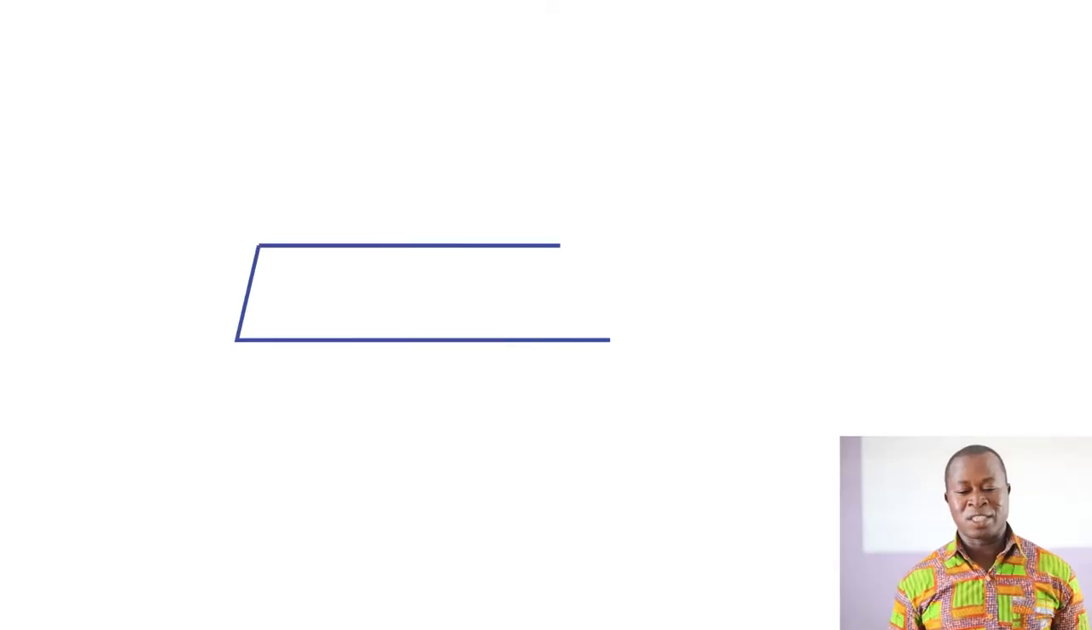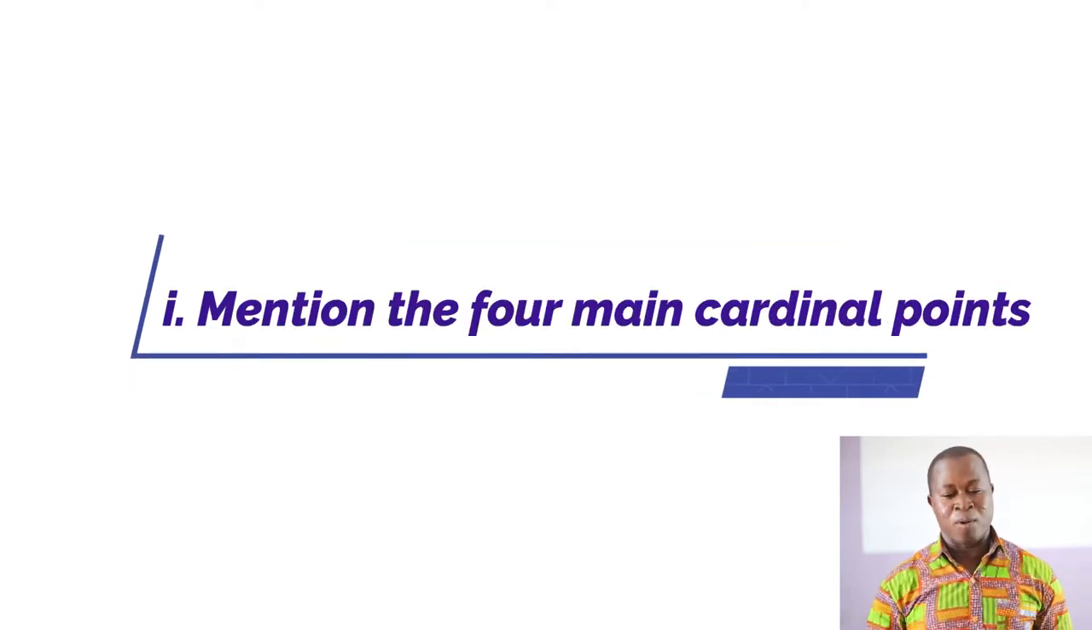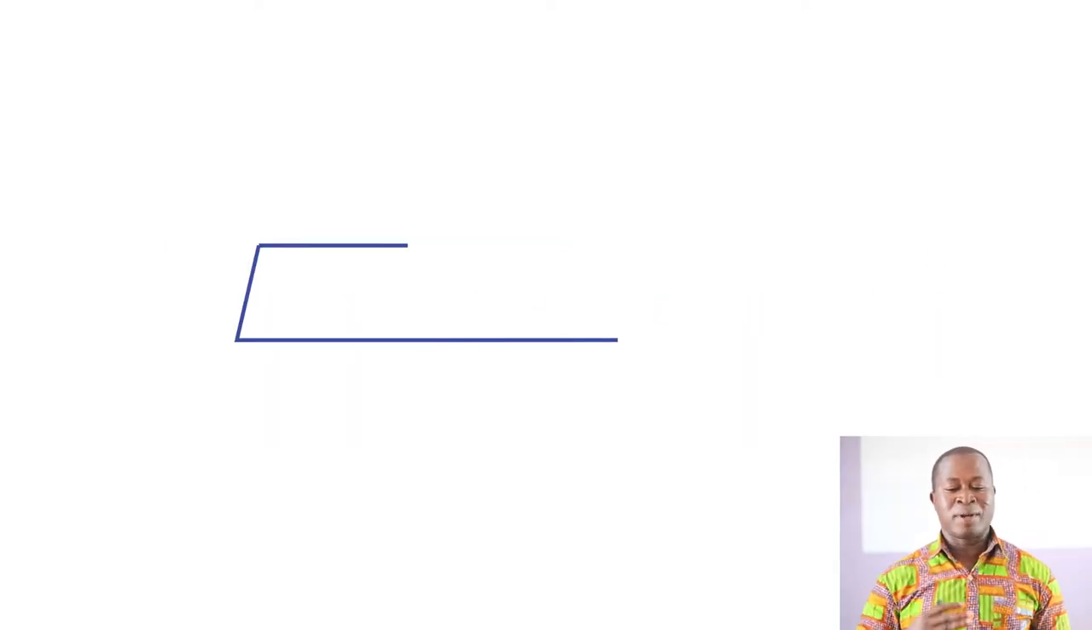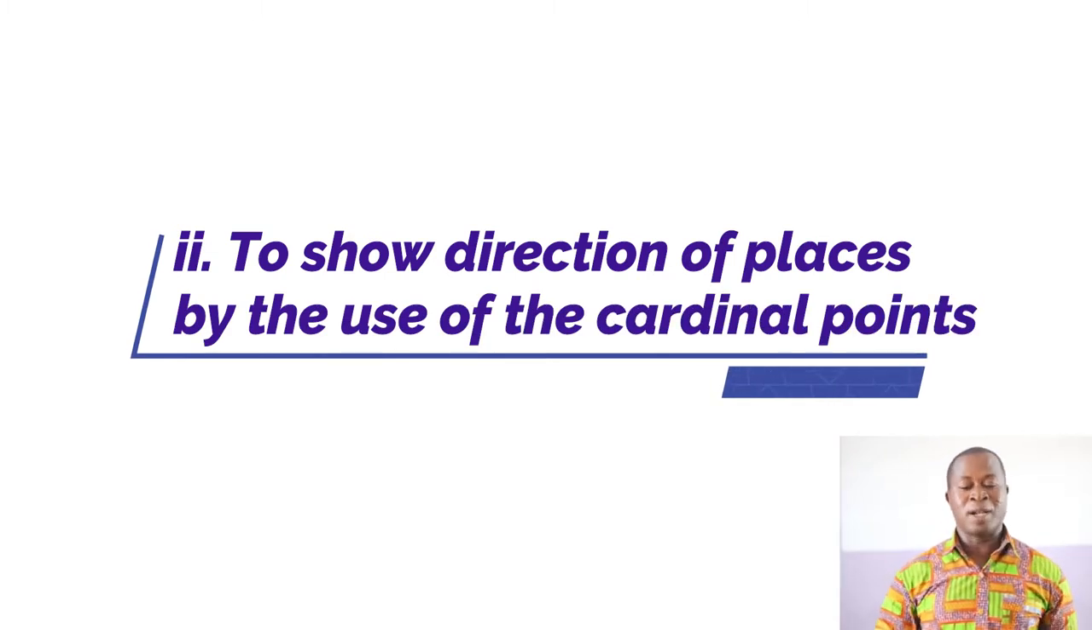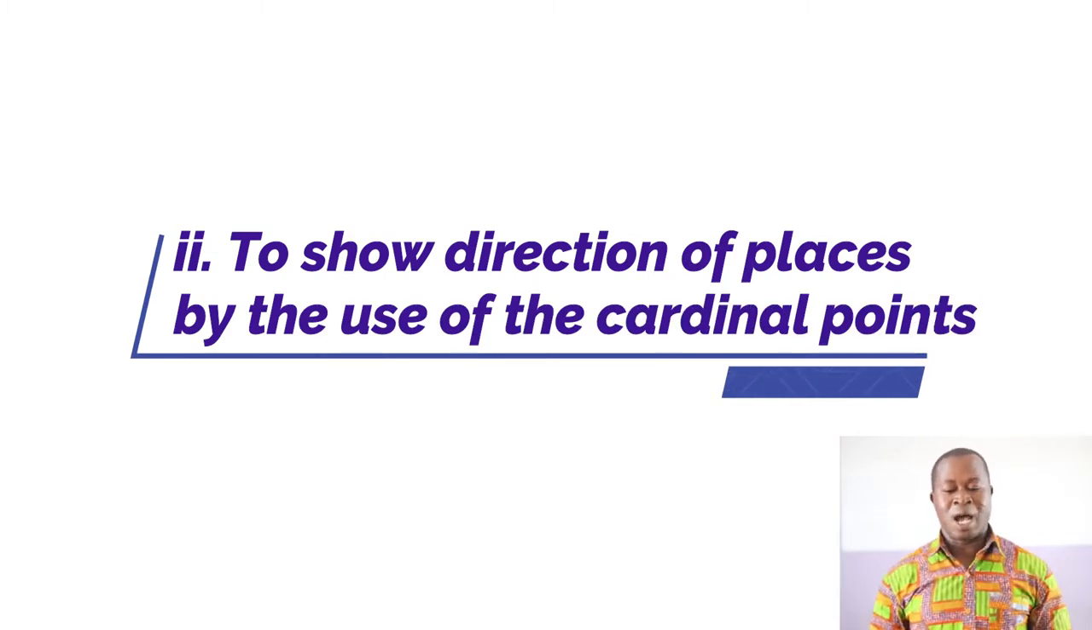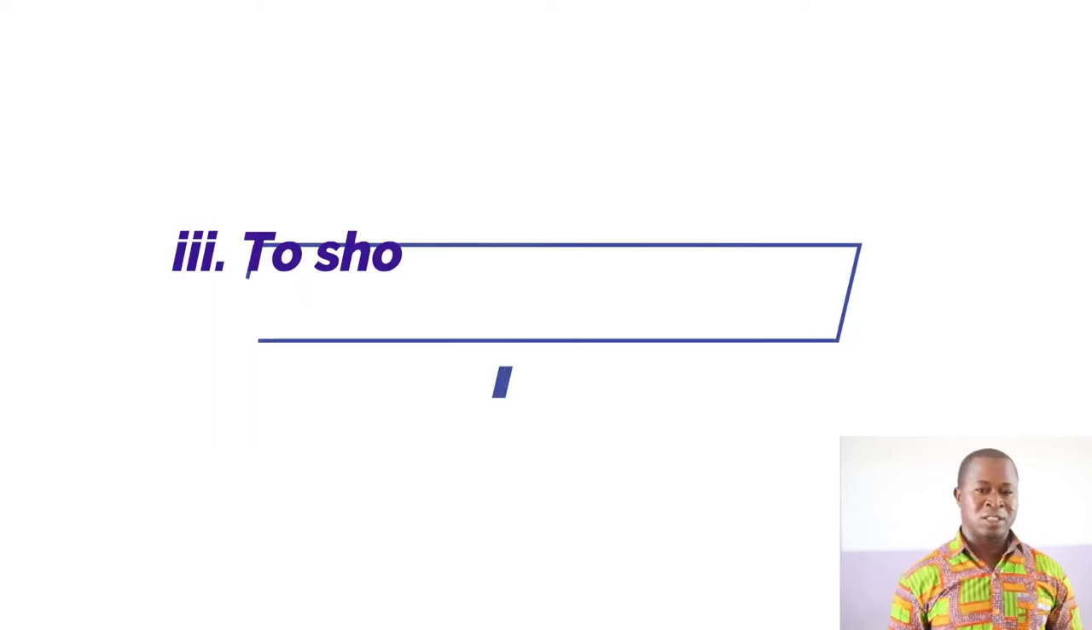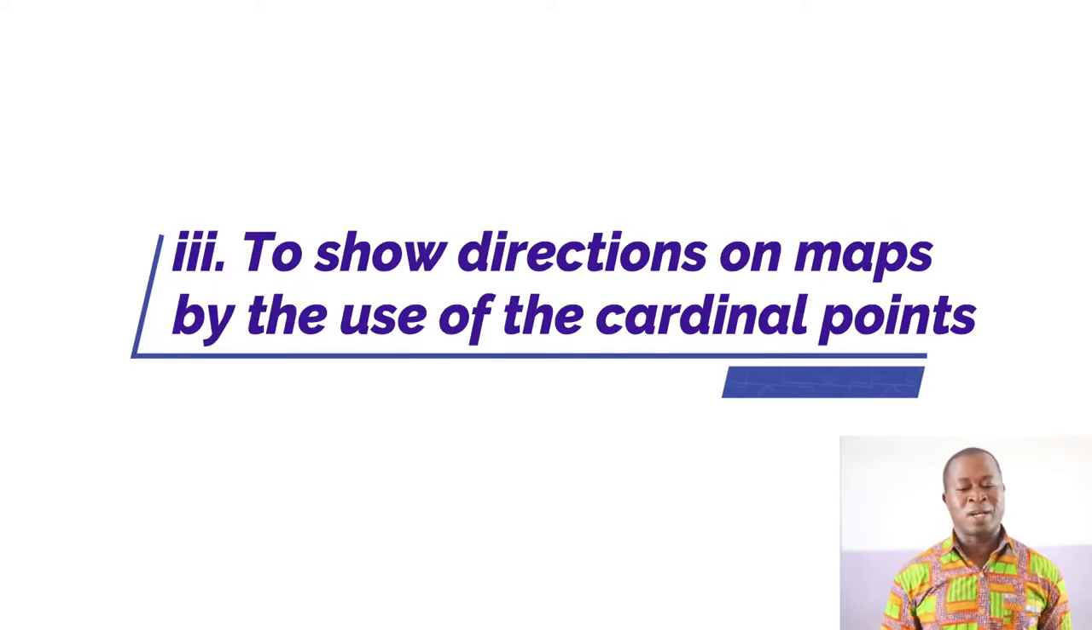The objectives of this lesson are as follows. By the end of the lesson, I expect my students to be able to mention the four main cardinal points, and I expect my students to also show direction of places by the use of the cardinal points. Then I also expect them to show direction on maps by the use of the cardinal points.